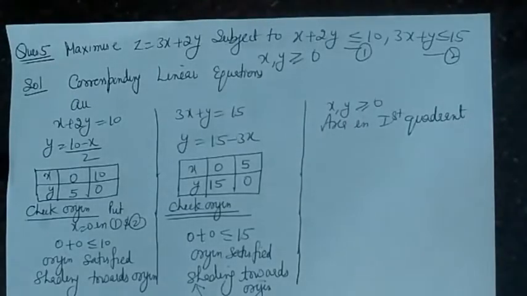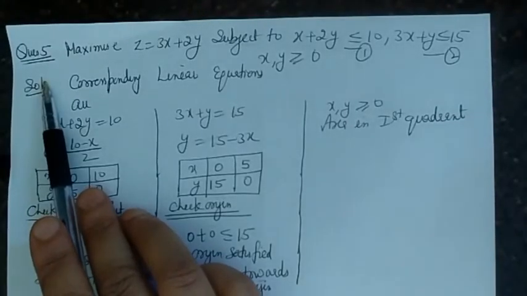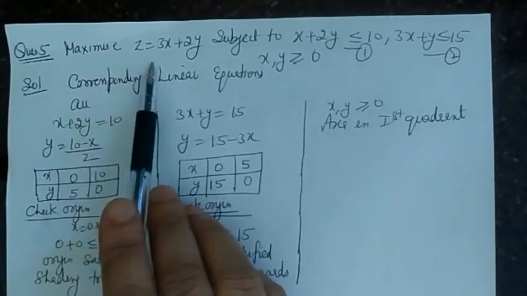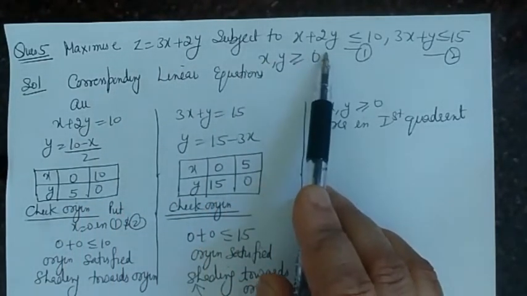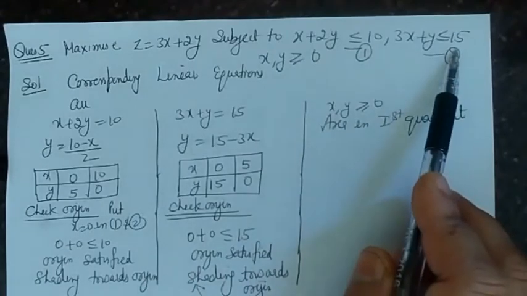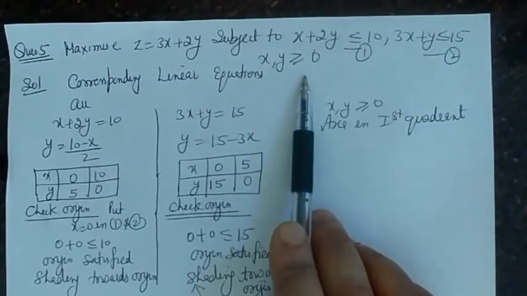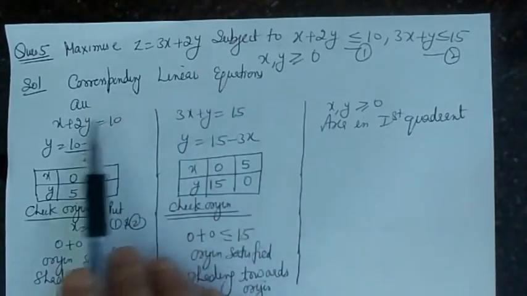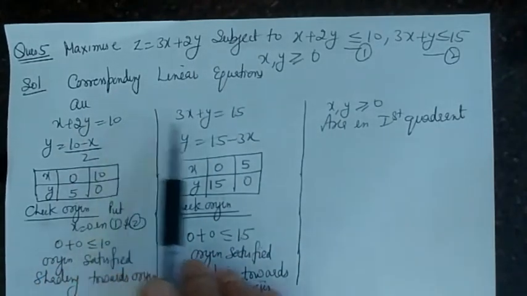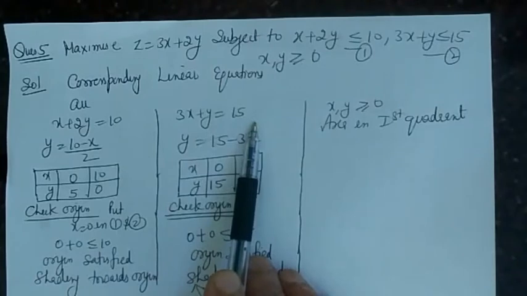Students, now let us take question number 5 of exercise 12.1. Maximize z equal to 3x plus 2y subject to x plus 2y less than or equal to 10, 3x plus y less than or equal to 15, and x, y greater than or equal to 0. Firstly, we need to consider their linear equations: x plus 2y equal to 10 and 3x plus y equal to 15.